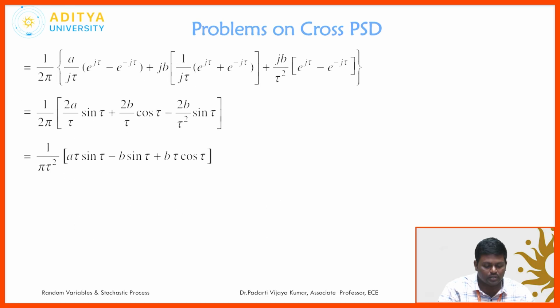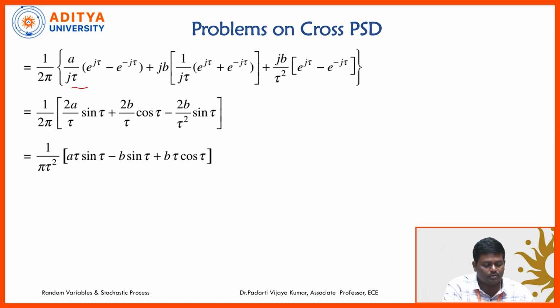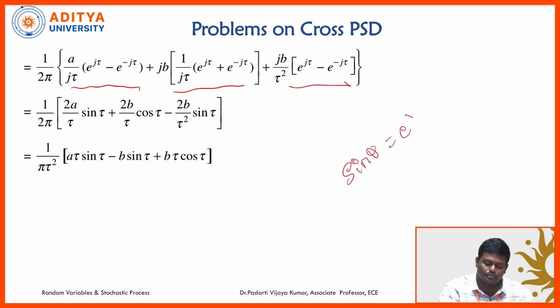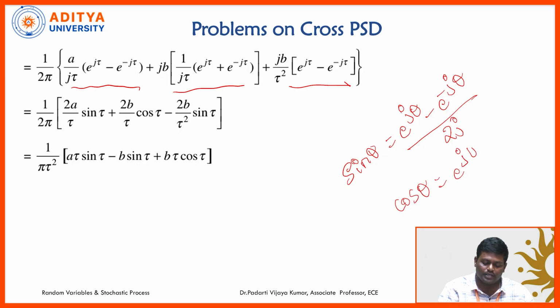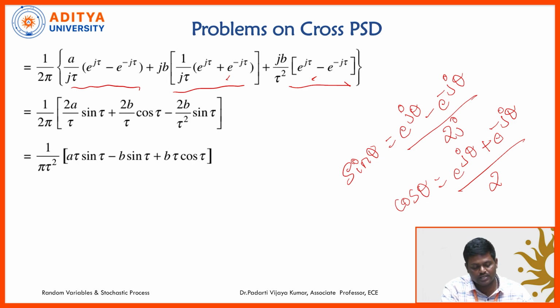Again we will substitute all the limits. Substituting, the function will be something like this. We know that as per Euler's relation, sin theta is equal to e power j theta minus e power minus j theta by 2j, and one more Euler's relation, cos theta is equal to e power j theta plus e power minus j theta by 2. So using these two Euler's relations, we can modify this function in terms of sine and cosine. This is e power j tau minus e power minus j tau by 2j.